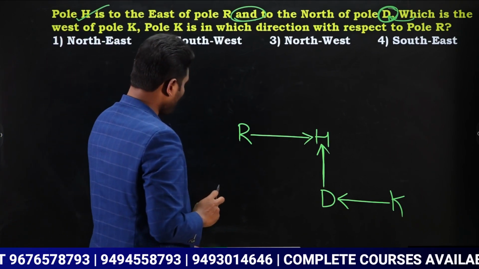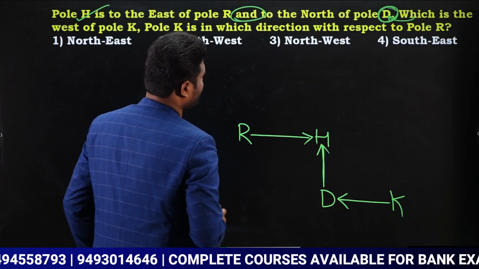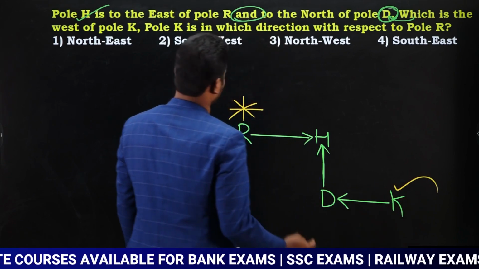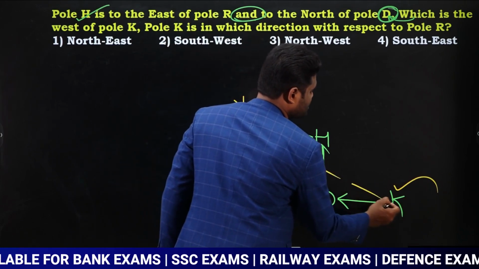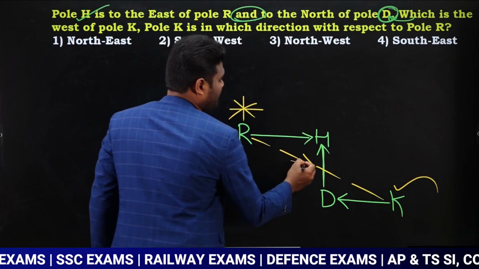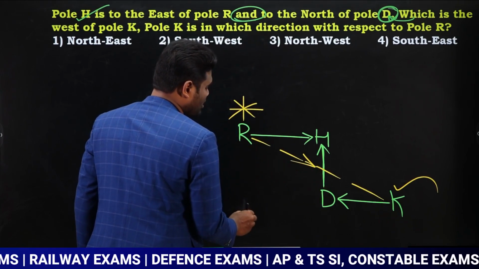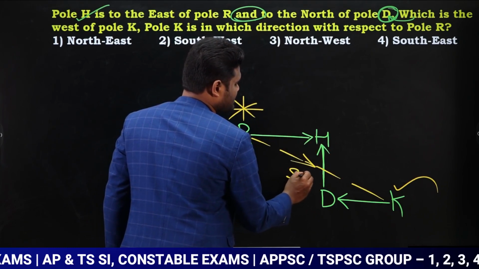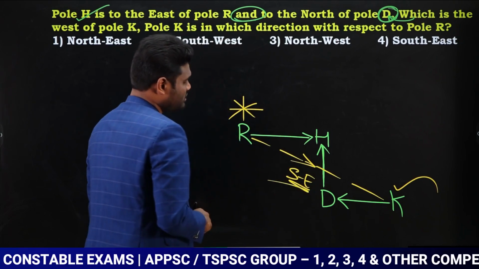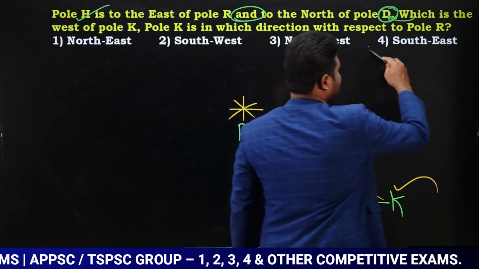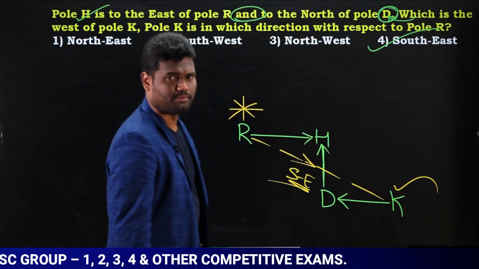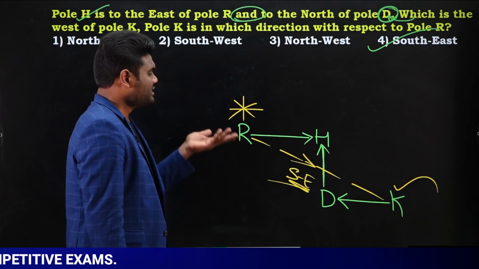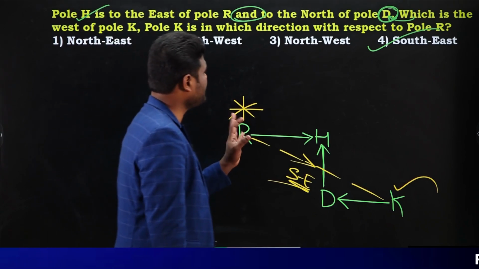Now our question is, pole K is in which direction with respect to pole R? Now this is our answer. If you observe here, this is south and this is east. So between them, the answer for this question is the southeast direction, option 4. Very, very simple. It's just a matter of representing the diagram. Once you are able to represent the diagram, solving these types of questions is very, very easy.